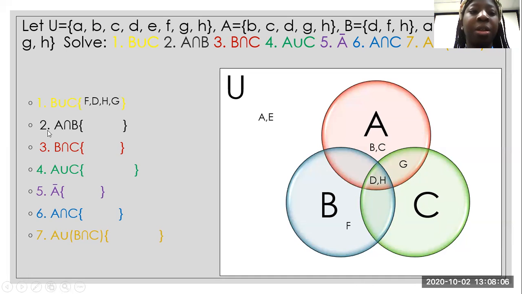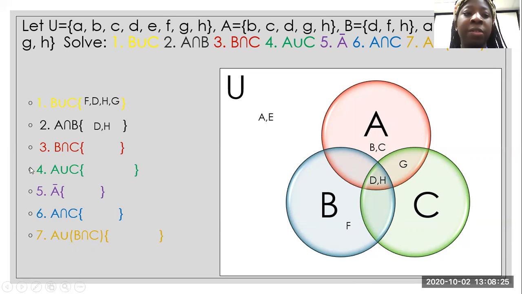Now we have A intersection B, or A and B. So what do A and B have in common? Now A and B by themselves have nothing in common, but they both have D and H in common in all 3. So D and H will be your answer.